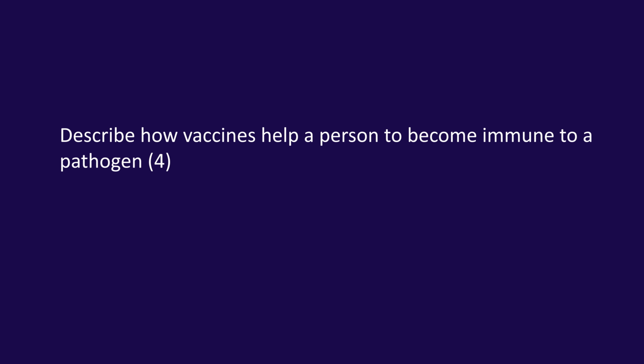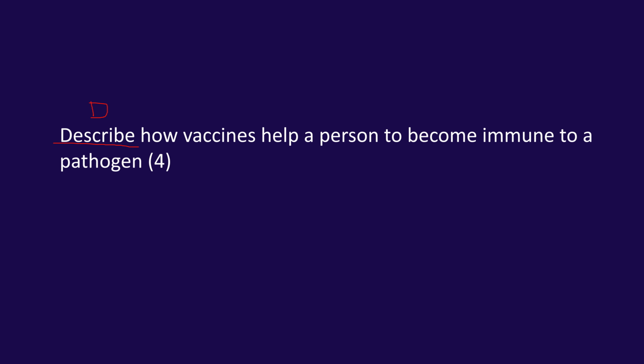Question 1. Describe how vaccines help a person to become immune to a pathogen. Alright, let's look at this question before we start going through the answer. First of all, you're asked to describe. Students, put the letter D above describe in any question that you see. Describe means that you're giving a detailed account of what you're being asked about.